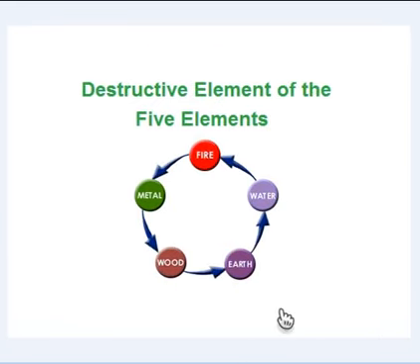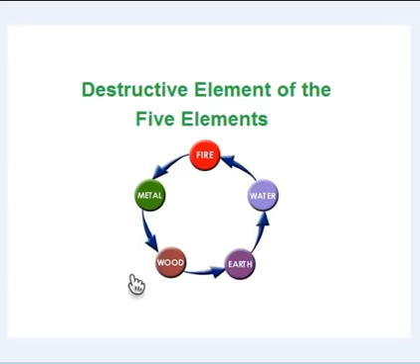We also have the destructive cycle of the 5 elements. Fire destroys metal, metal destroys wood, wood destroys earth, earth destroys water, water destroys fire. This also represents the interaction between these 5 elements in nature as well. For example, fire can melt metal, metal can chop down wood, wood can exhaust the earth and take up all its nutrients. Earth can absorb water, and the water can of course put out a fire. So this is the destructive cycle of the 5 elements.